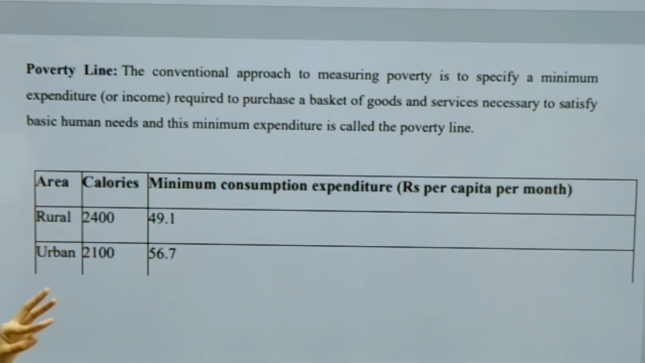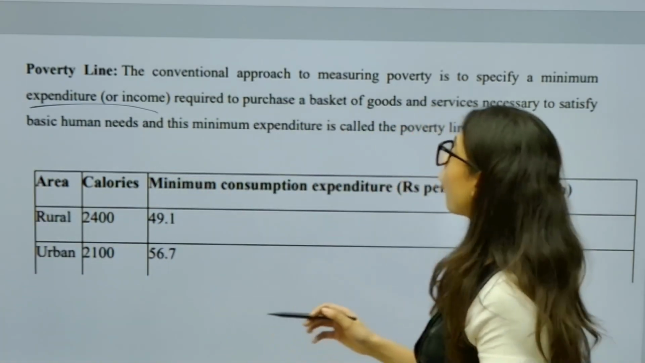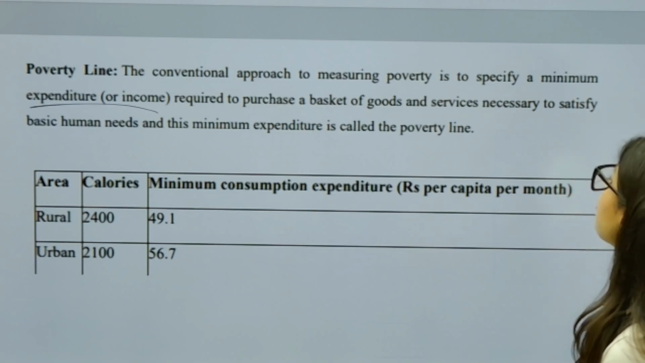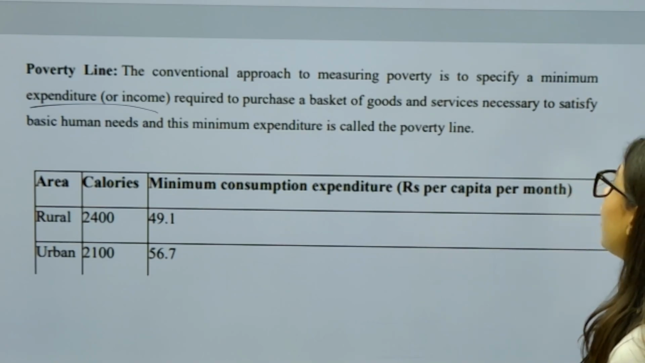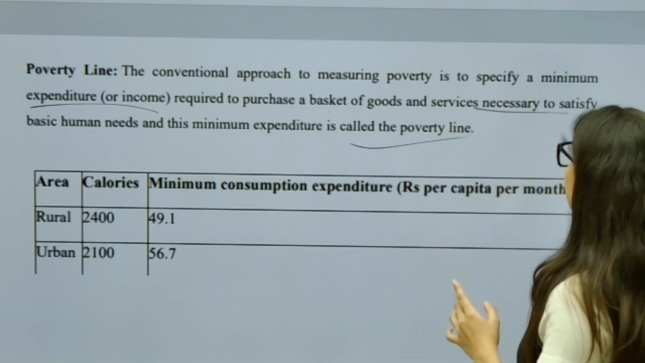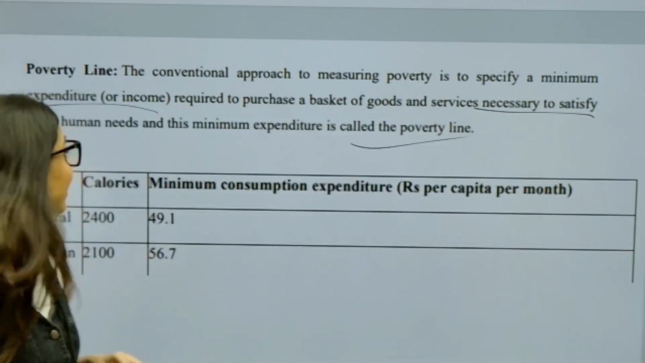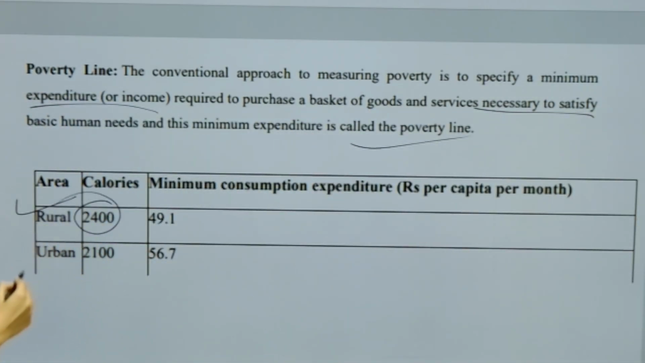Then there is the poverty line, which divides two categories: above the poverty line and below the poverty line. This is the conventional approach of measuring poverty. Number one is the calorie basis, second is the income basis. As per the calorie basis, if you are living in rural areas, you have to consume 2400 calories a day, and your consumption expenditure must be 49 rupees per capita. If you are in urban areas, you have to consume 2100 calories per day.